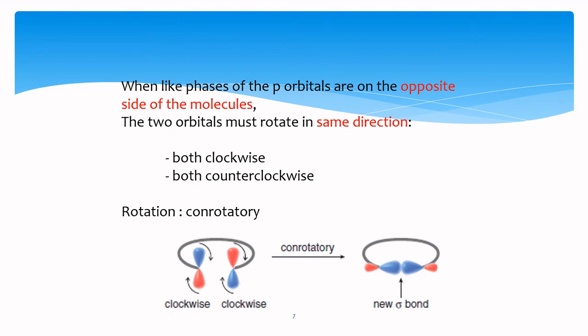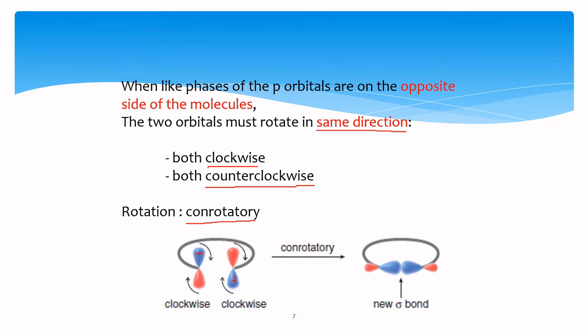But when the light phases of the p orbital are on the opposite side of the molecule, the two orbitals must rotate in the same direction. Either both clockwise or both counterclockwise. Such rotation is what we call conrotatory. In this case, the light phases of the p orbital are opposite. So to make sure this blue can overlap with this blue, we need to turn it using conrotatory rotation.